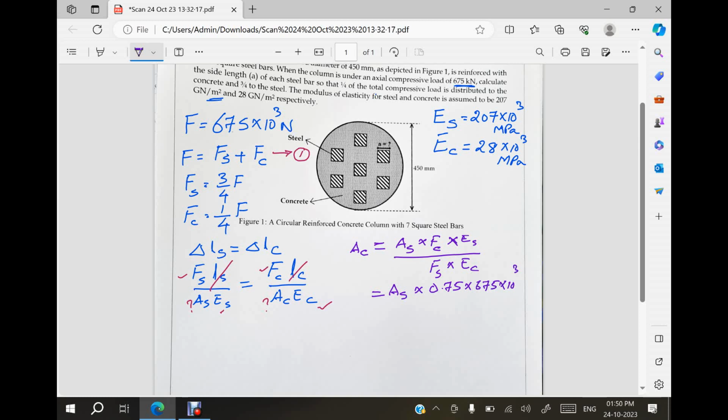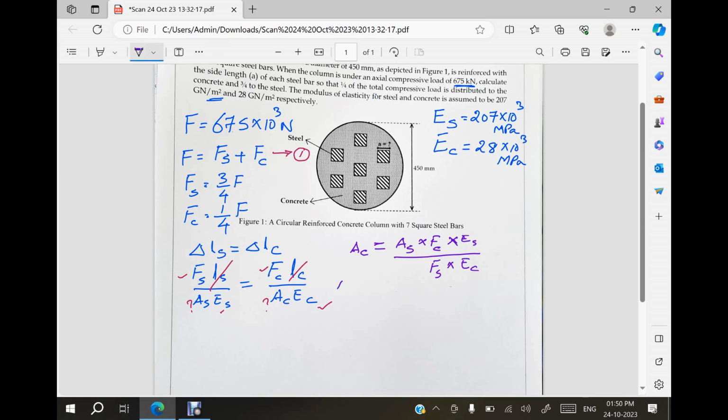I'm not sure whether I can write it outside or not. Let me just delete it and shift it a little bit. Let me remove all this, because there will be no space. That's why let me just remove it, and let me come back.